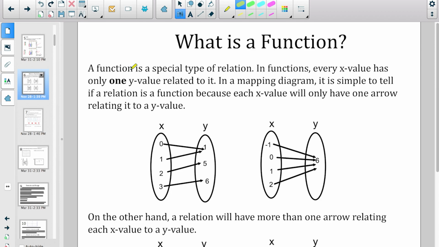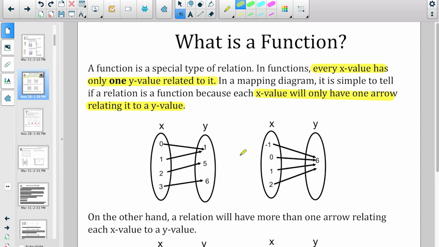Now functions act as a special subset of relations, which means that every function is going to be a relation, but the opposite won't be true. We can define a function as a special type of relation where every x value only has one y value related to it. In a mapping diagram, we're able to figure out if a relation is a function because every x value will only have one arrow relating it to a y value.